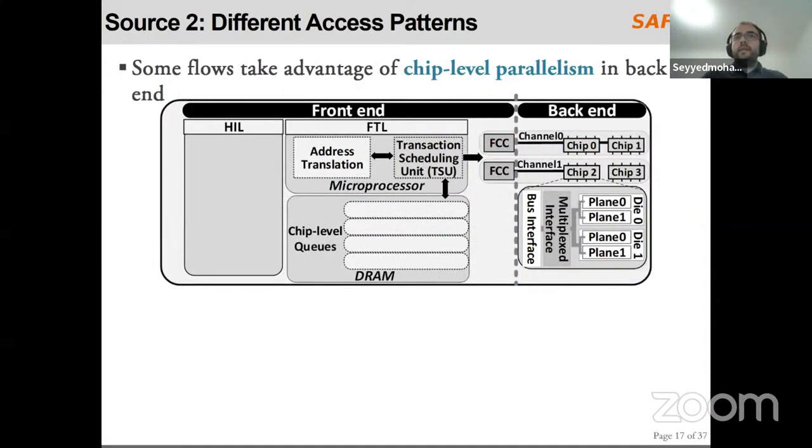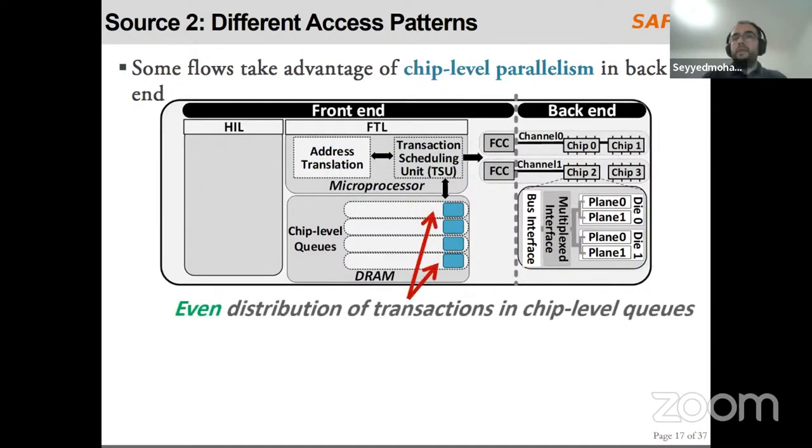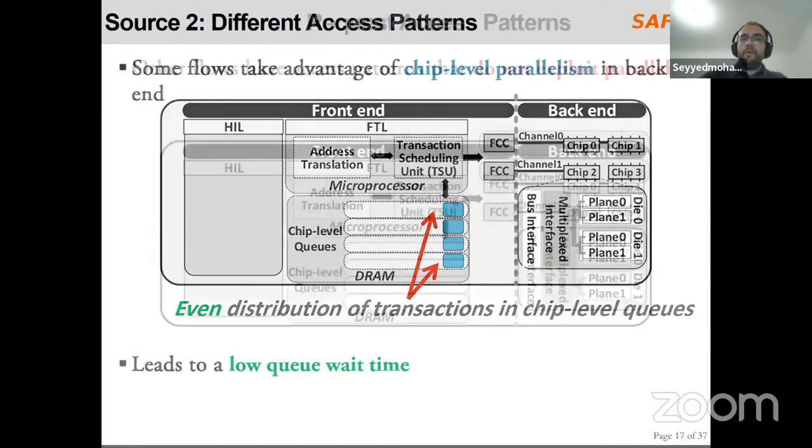Another source is different access patterns. Some flows take advantage of chip-level parallelism in the backend. Consider a blue flow that wants to read four pages, and this flow can take advantage of chip-level parallelism. All of these four-page transactions can go to different chips. So we have chip-level parallelism and an even distribution of transactions in chip-level queues. As a result, it leads to low queue wait time and high performance.